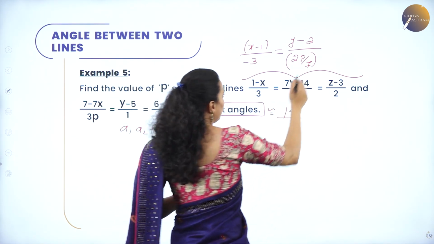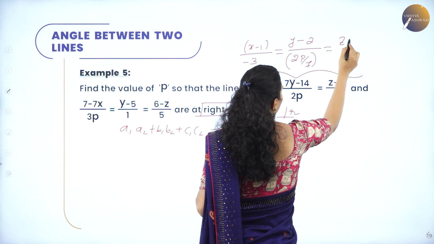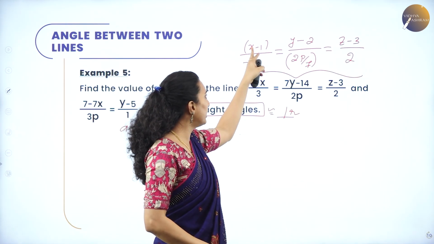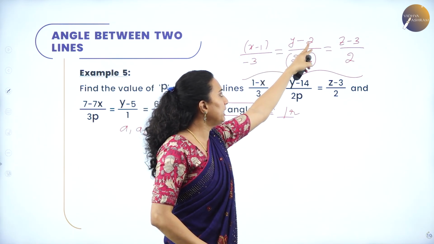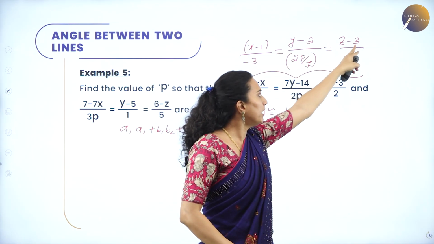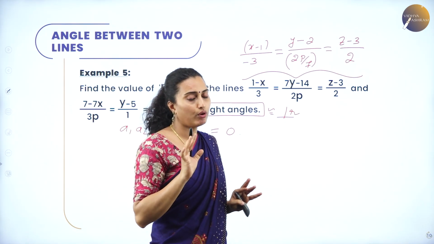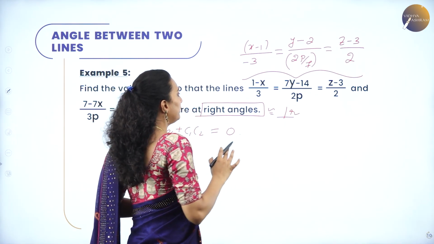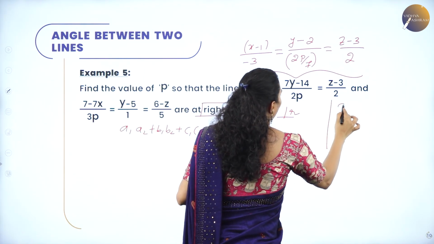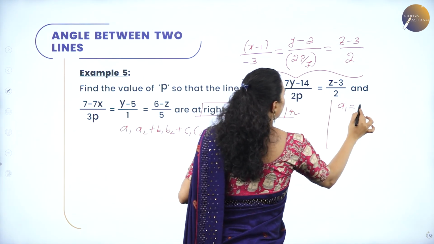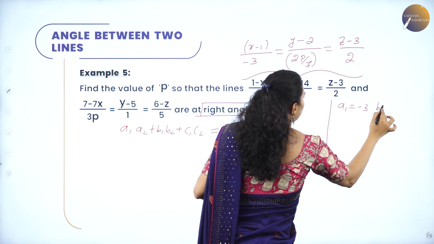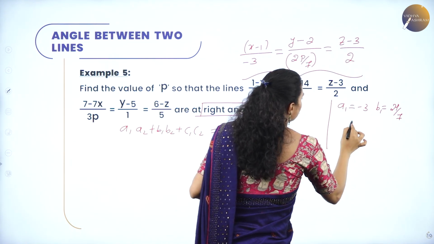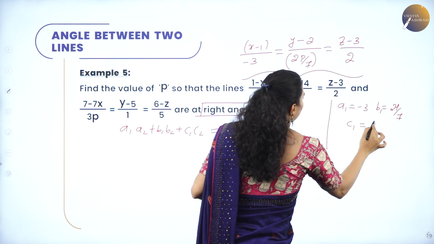Understood? Now this is in the form of the same, z minus z1 divided by c1. This is x minus x1 by a1, y minus y1 by b1, z minus z1 by c1. Therefore, you come to know the value of a1, b1 and then c1. So let me write it here beside. So a1 will be taking the value minus 3 and then b1 will be taking the value 2p by 7.